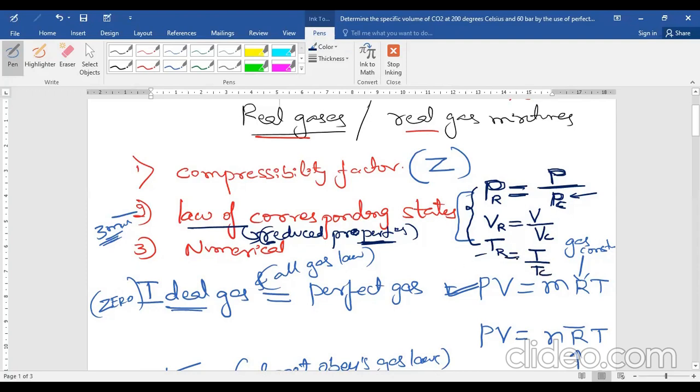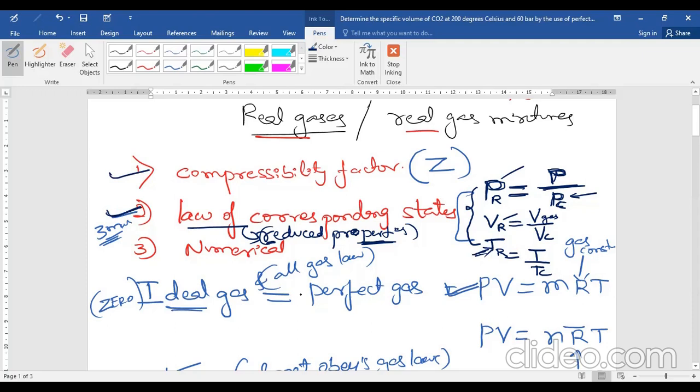These three equations you need to write in the exam. How will the question be asked in the semester exams or internal papers? Define law of corresponding states, or define or state reduced properties. You should say there are three reduced properties: reduced pressure, reduced volume, reduced temperature. Reduced pressure is pressure of the gas divided by critical pressure. Reduced volume is volume of the gas divided by critical volume. Similarly for temperature. These two are important topics you need to remember.